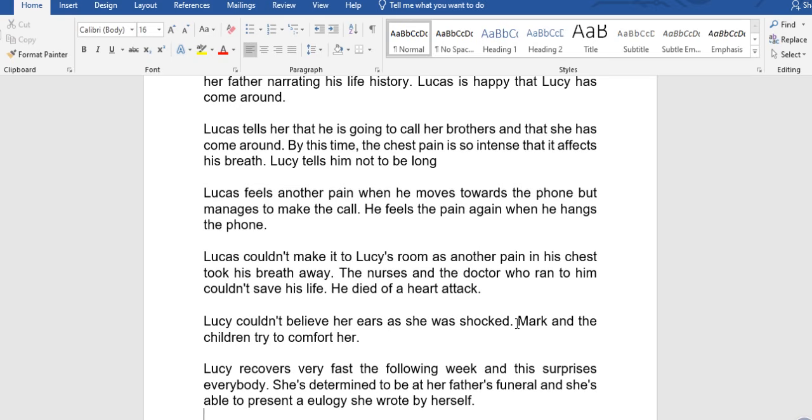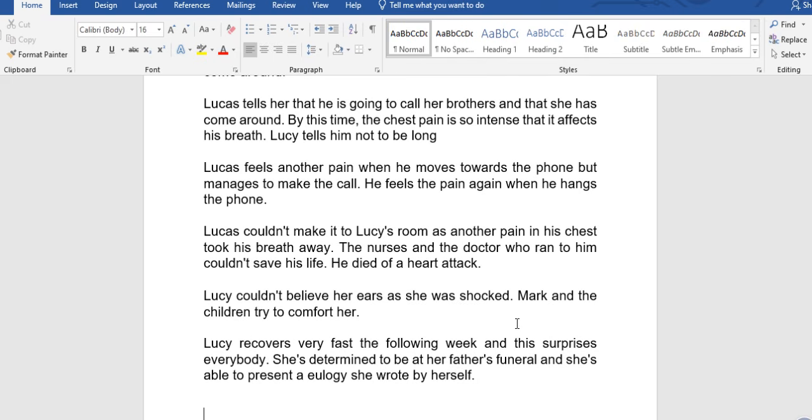Lucas feels another pain as he goes towards the phone, but manages to make the call. He feels the pain again when he hangs up the phone. Lucas couldn't make it to Lucy's room as another pain in his chest took his breath away. The nurses and the doctor who ran to him couldn't save his life. He died of a heart attack.